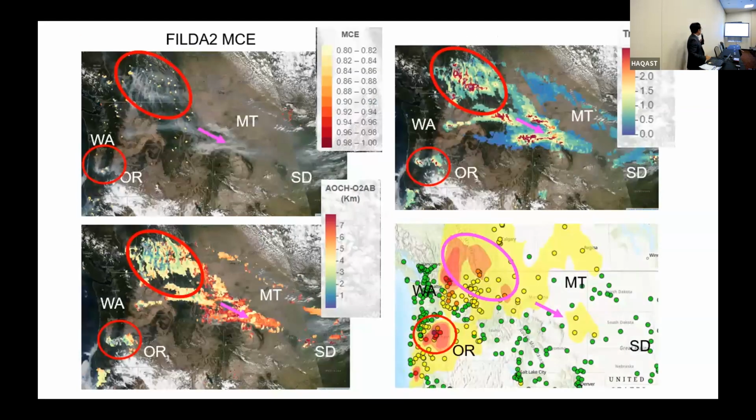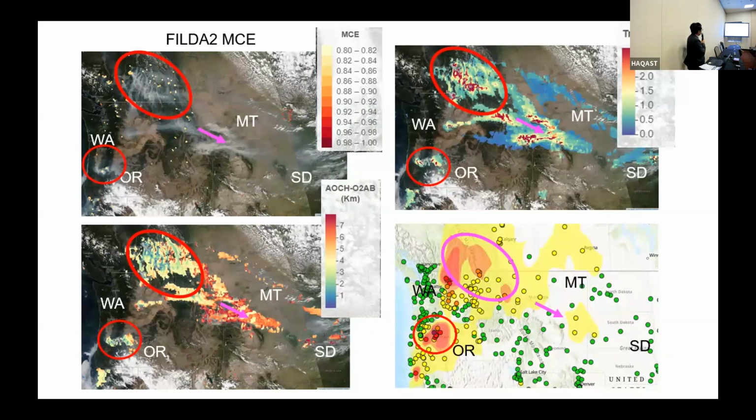So this is our own product. What I'm showing here, let's focus first on the top right. That's our own retrieval of tropospheric aerosol optical depth. You can see the optical depth there goes up to 3, a very, very thick, dense plume. There's no question there is smoke there.